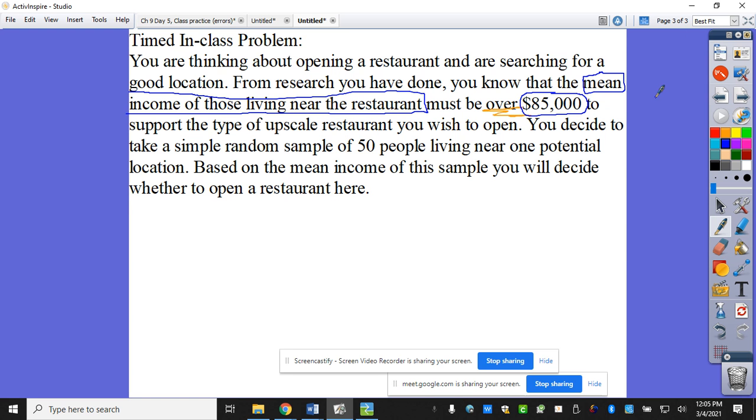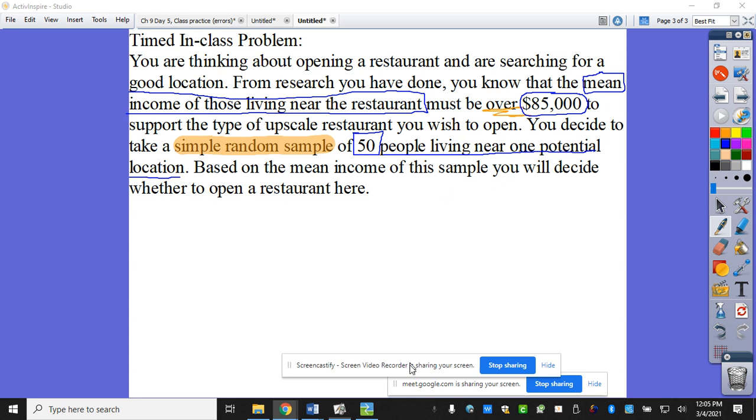To support the upscale restaurant you wish to open, you decide to take a simple random sample of 50. 50 is our what? n. Living near one potential location. That pretty much, again, specifies our individuals right there. And based on the mean income of the sample, you will decide whether to open a restaurant here.